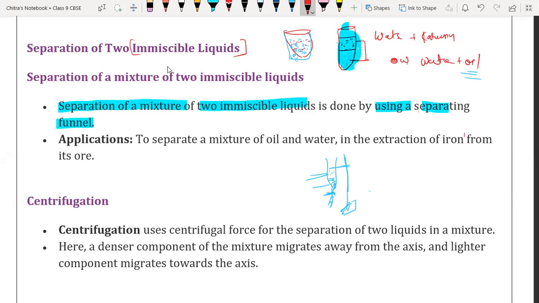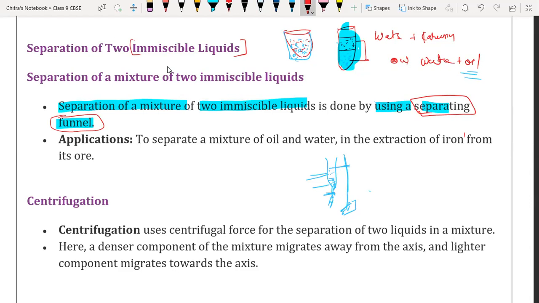It was having that option, separating funnel. Sai Charan, in that particular question for separating two immiscible liquids, was the separating funnel there in the options or not? Am I audible, Sai Charan? Yes, sir, audible. So was that option there or not? Separating funnel. Sir, one minute. It was there.